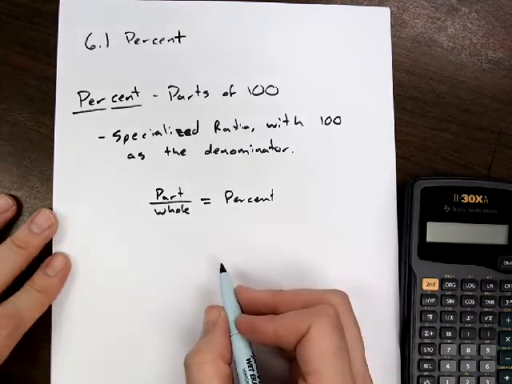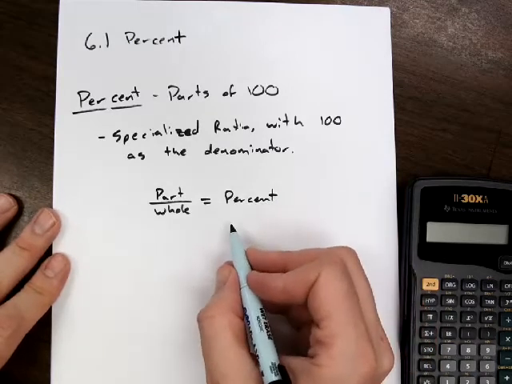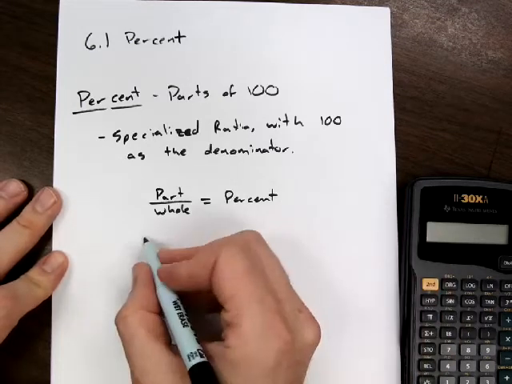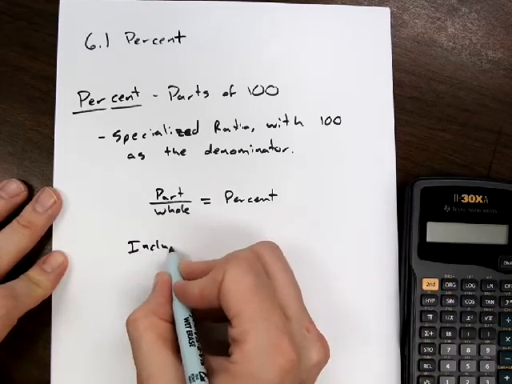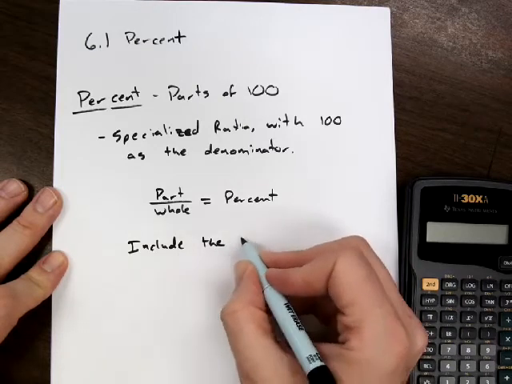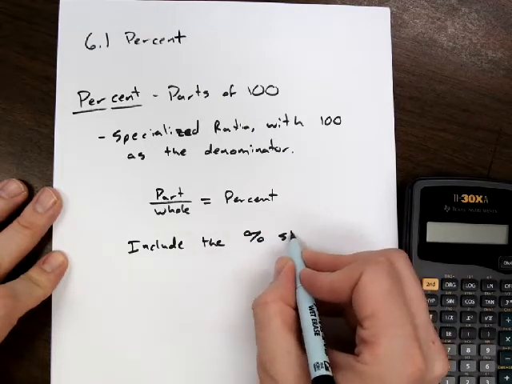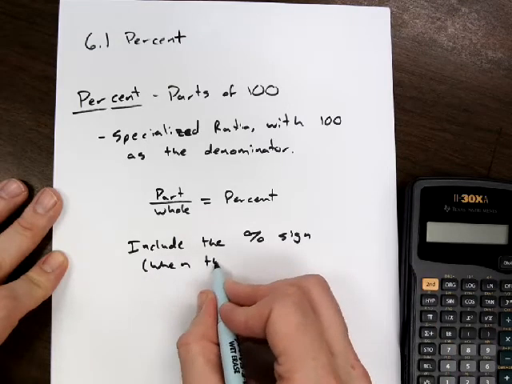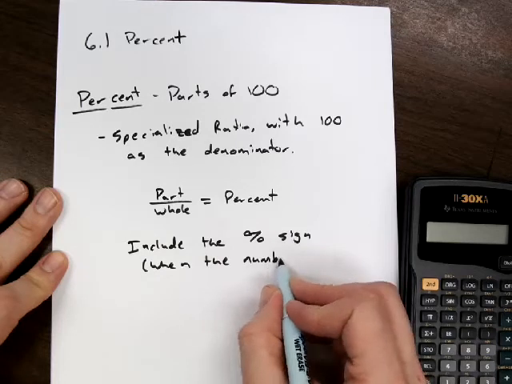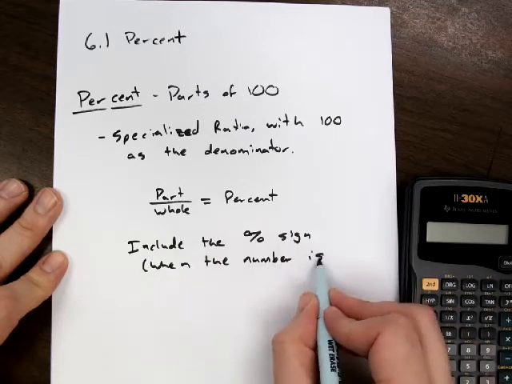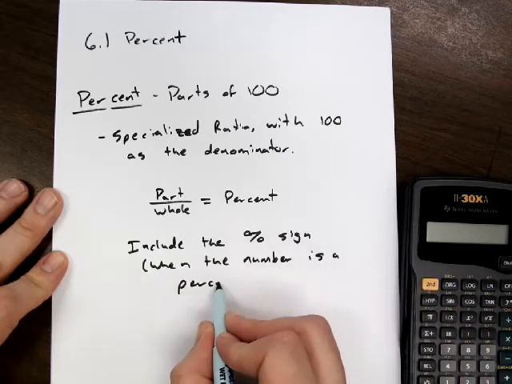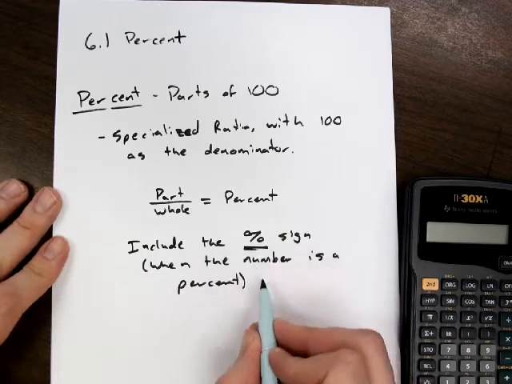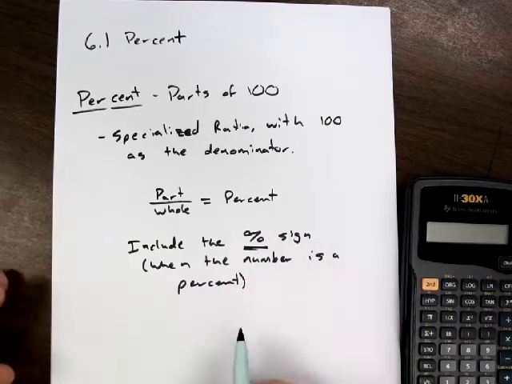A couple things to note here: a percent is going to look a lot like any other decimal number. So we need to include the percent sign when the number is a percent. This is something that we have to be very careful of. If we don't include that percent sign, it's just another decimal.